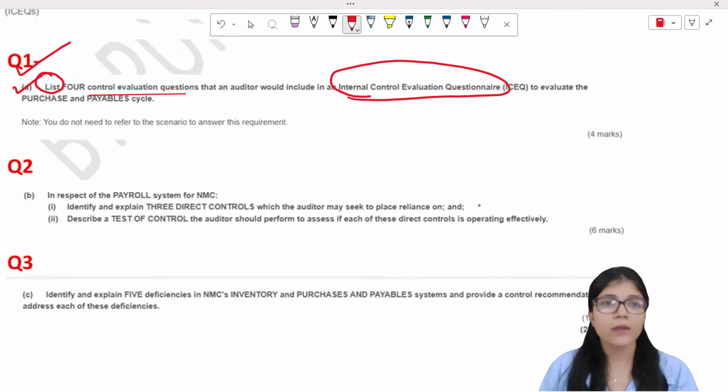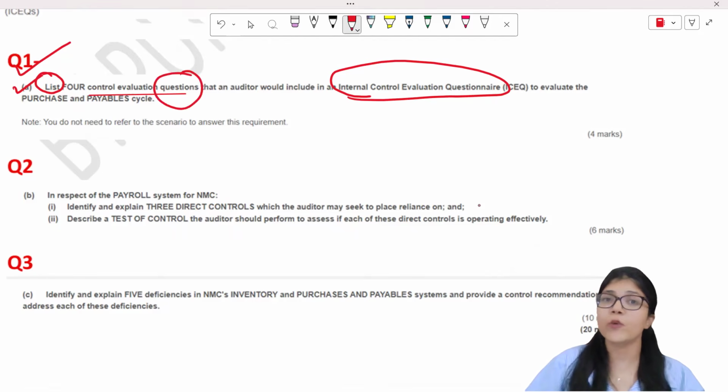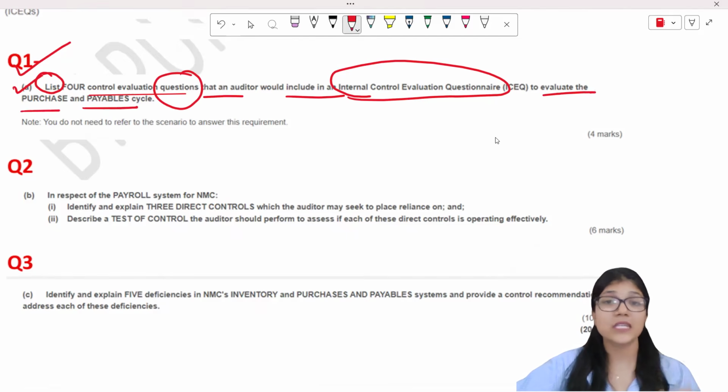Usually the question does not ask you these things, but over here they've just molded the knowledge based question that you people already know a little bit. So if you use your brain with common sense, these 4 marks are super easy. Okay. Control evaluation questions. So you need to frame questions that an auditor would include in an internal control questionnaire to evaluate purchase and payables. So you need to only focus upon purchase and payables. If they're saying purchase and payables, what kind of questions can they ask?